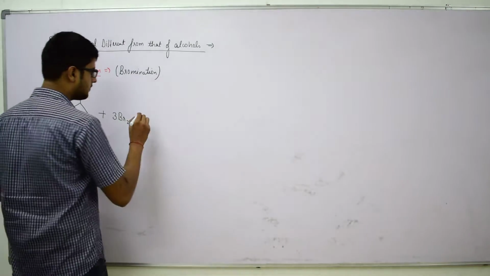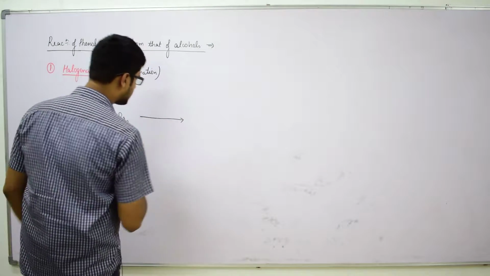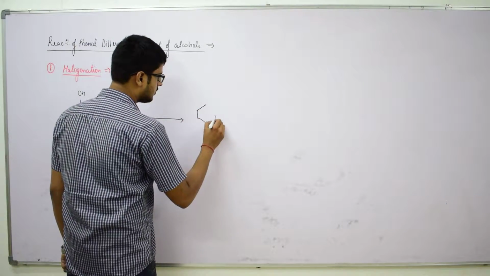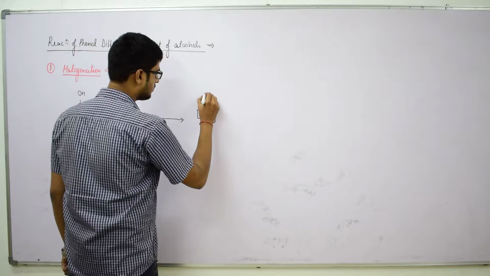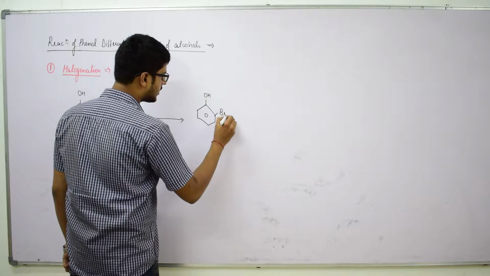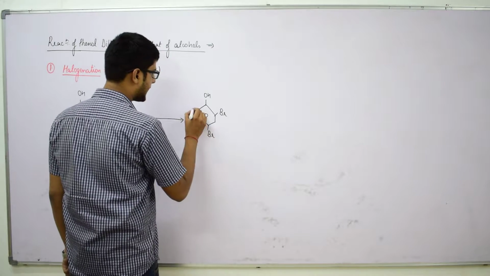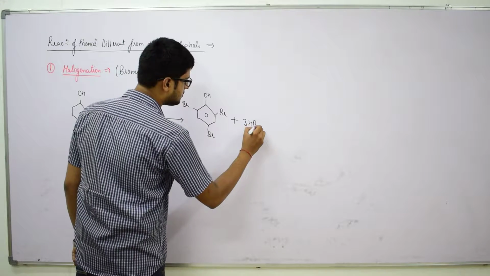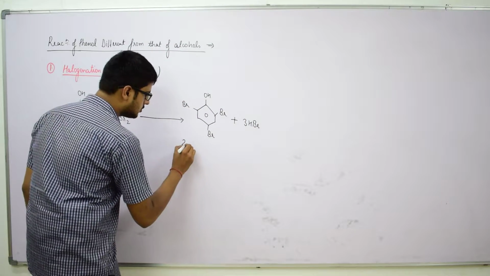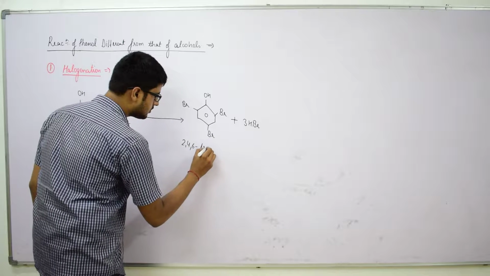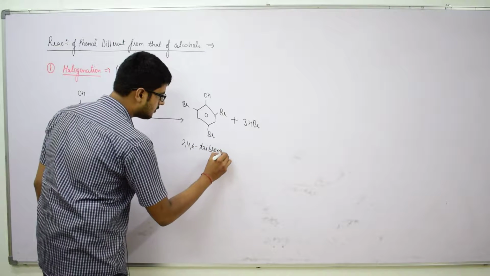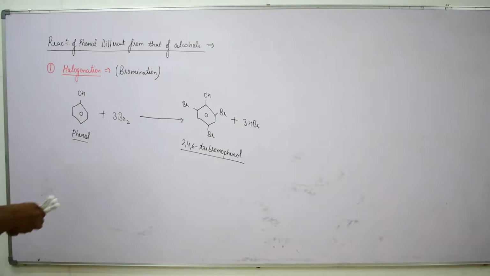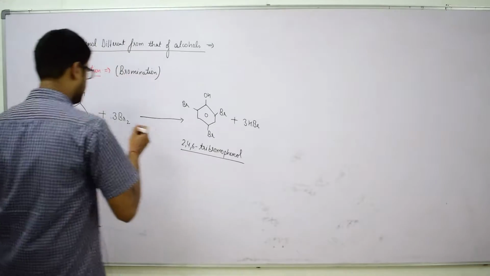then what happens? 2,4,6 substitution takes place and leads to the formation of 2,4,6 tribromophenol plus 3 molecules of HBr. So, this is 2,4,6 tribromophenol. And this is the first mechanism.